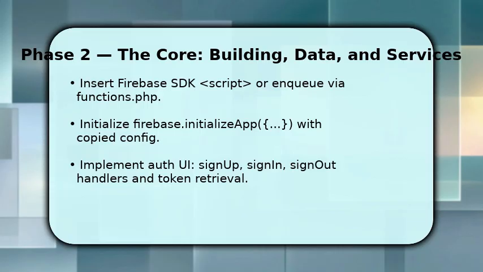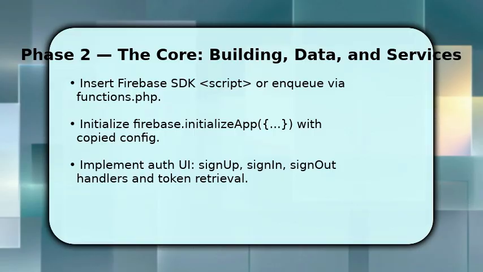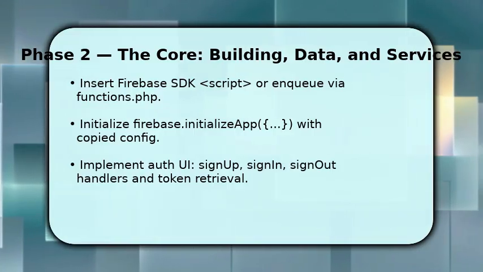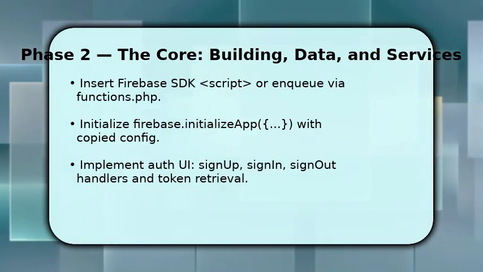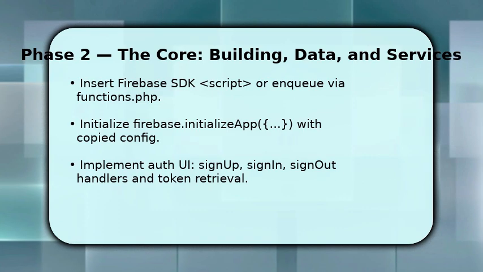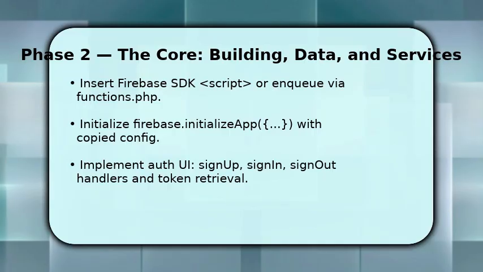Next, implement the authentication flow. Create sign up, sign in, and sign out handlers and request the ID token after login. Once you have the token, send it to WordPress for session validation via AJAX or REST calls. This lets your server recognize and authorize the user.